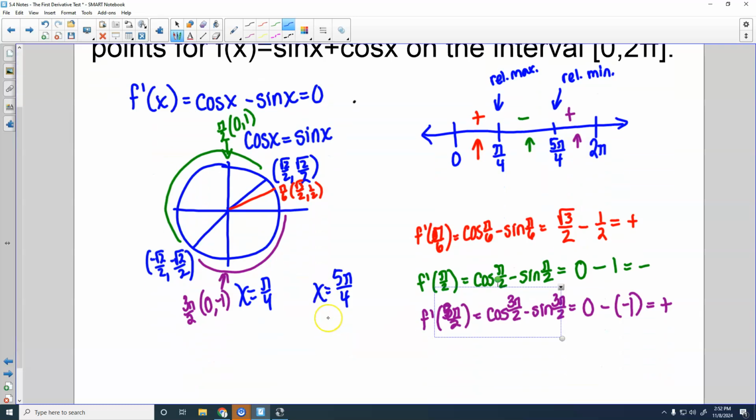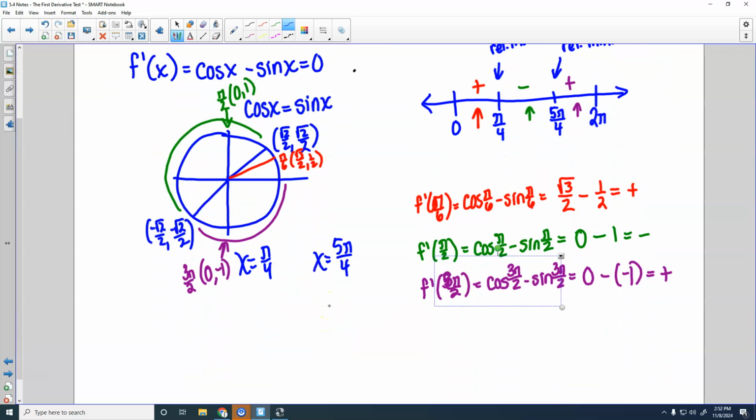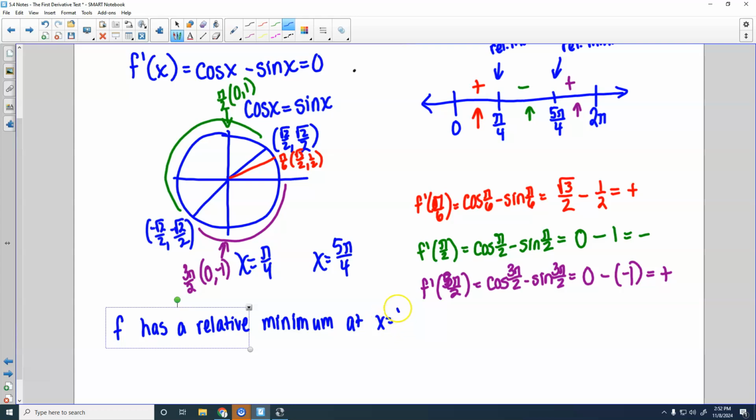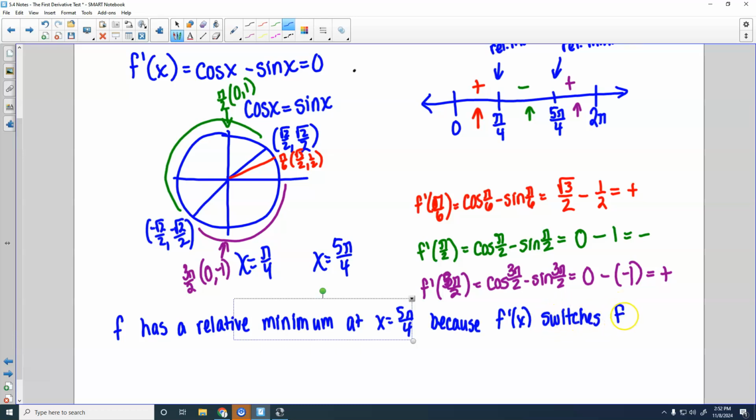So I know it's a pain to write it. I don't like doing it either, but if we really do need to practice it, we need to say f has a relative minimum at x equals 5 pi over 4 because f prime of x switches from negative to positive at this point.